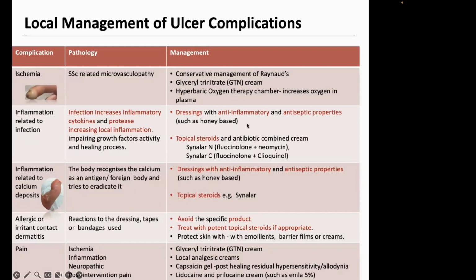Always check for dressing. So we'll use it if inflammation is related to the infection. If you have more inflammation, then we'll need to get dressings that are specific, not only antiseptic, but also anti-inflammatory, such as honey. It has the two properties, which is very good. And then we might also give topical steroid with some antimicrobial properties.